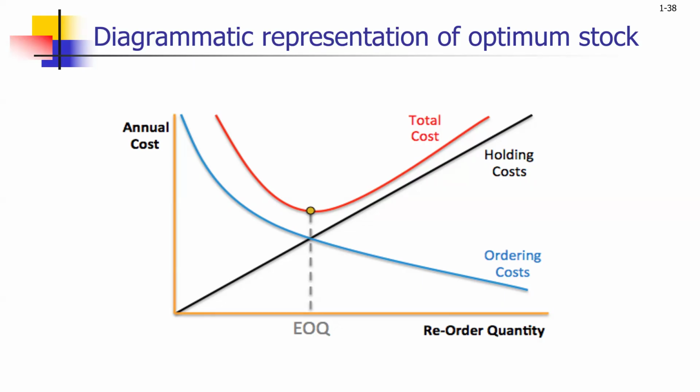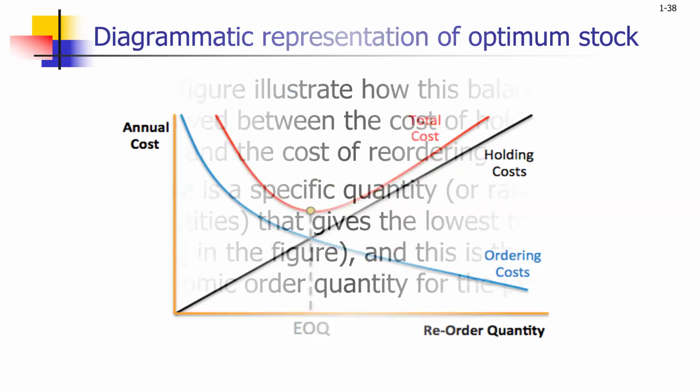If you order less, it will mean that your holding cost will be less, but your ordering cost will be higher. If you order more, holding costs will increase, and then the ordering cost will reduce. So the best place is where the two of them meet, and that will give you the lowest cost. And that is how the EOQ is calculated.